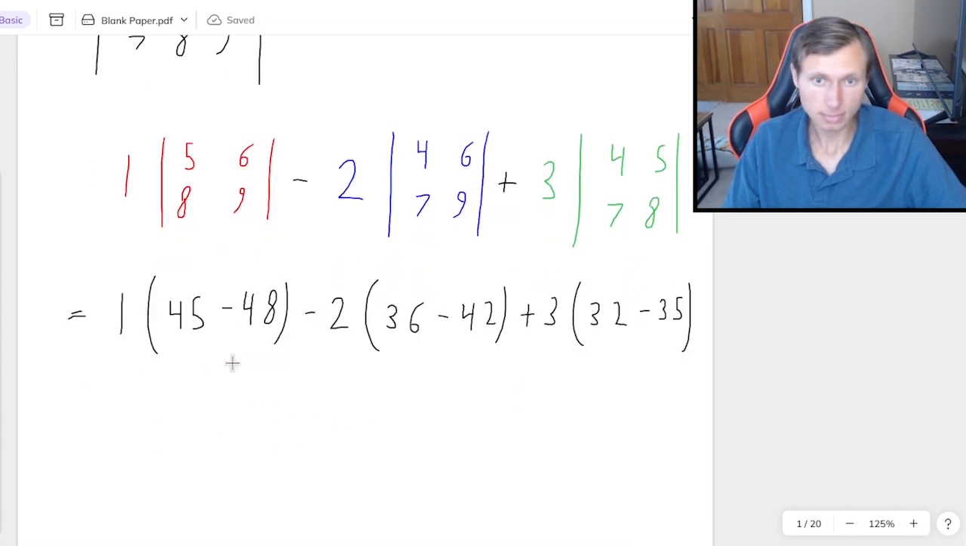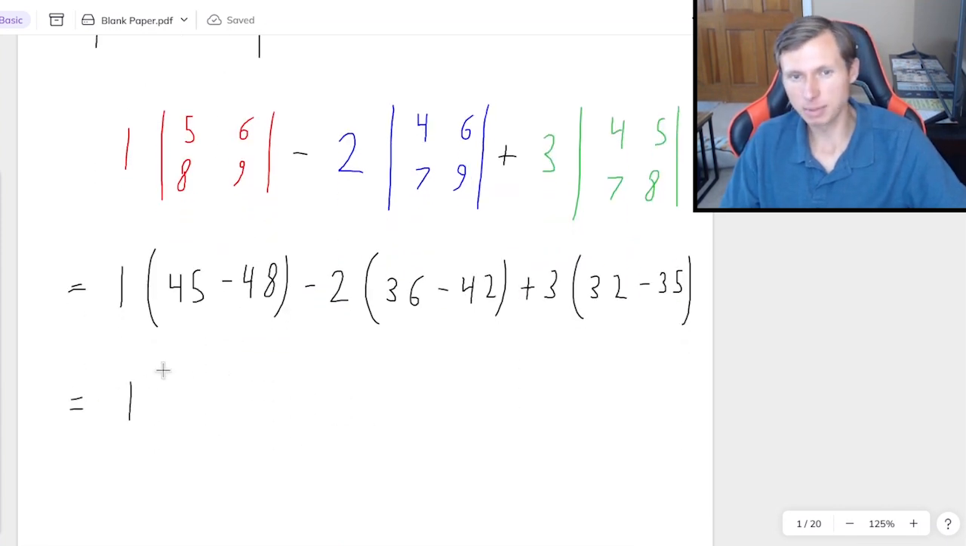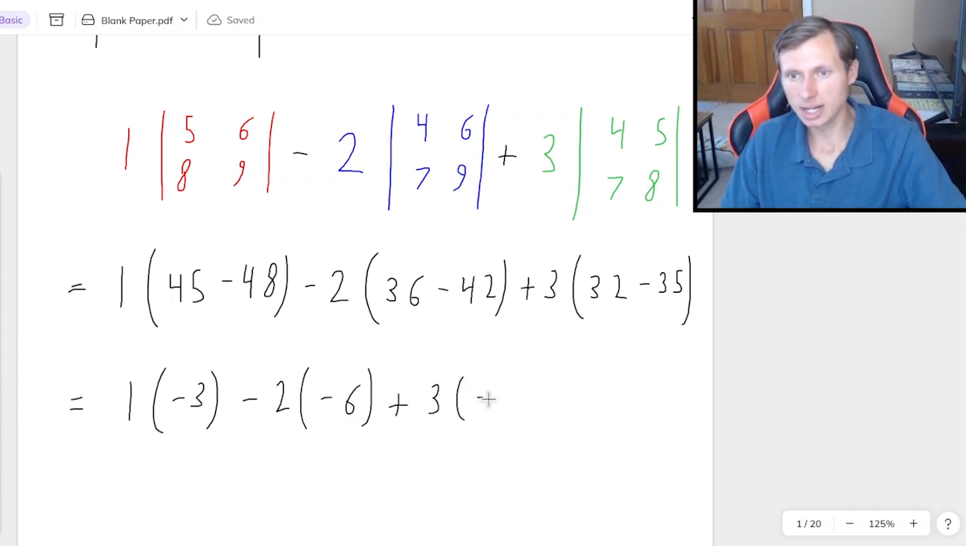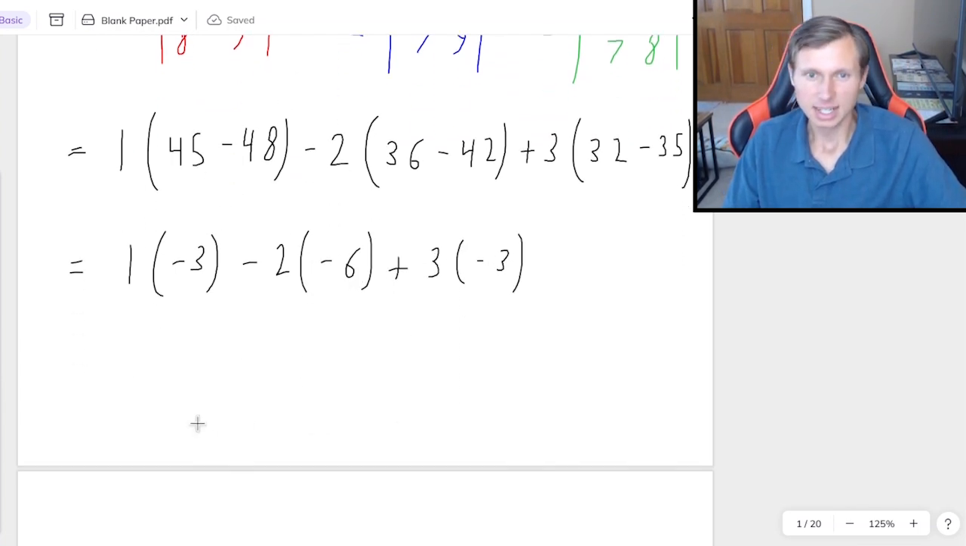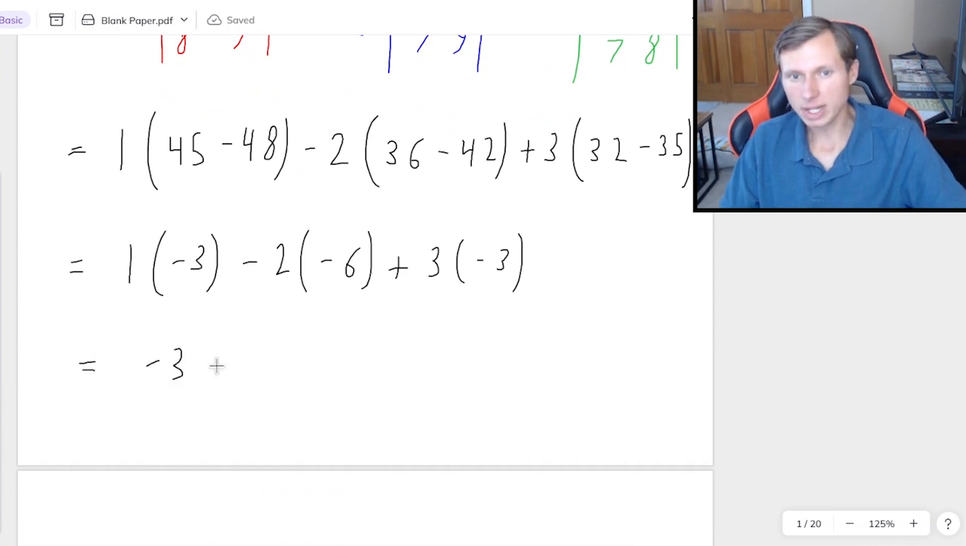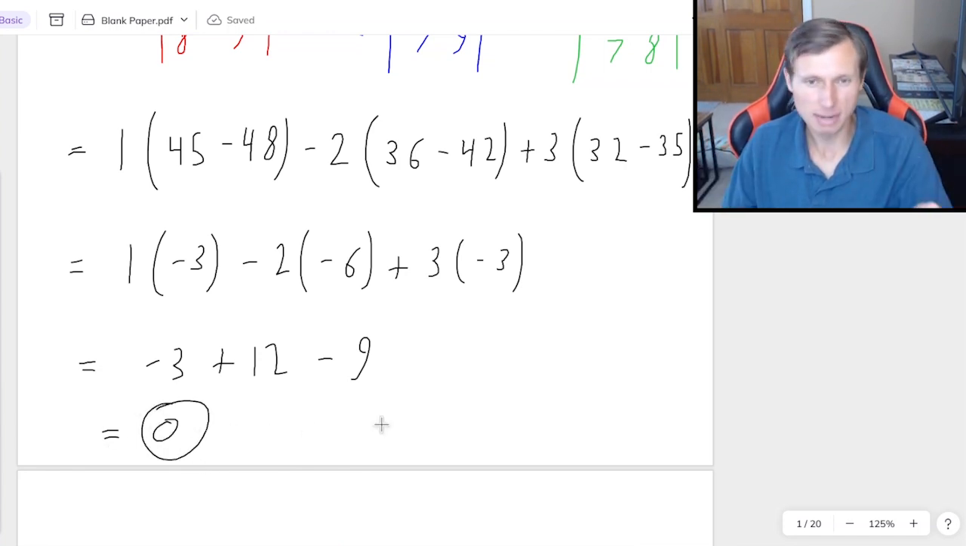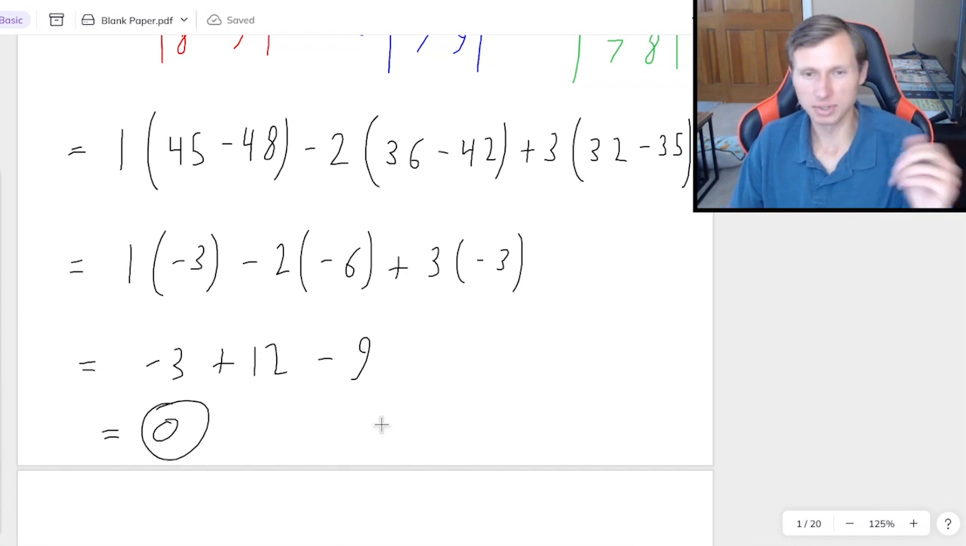So then reducing this, it's going to be 1 times negative 3, minus 2 times negative 6, plus 3 times negative 3. That simplifies to negative 3 plus 12 minus 9. And so it just so happens this equals 0. This is very much a coincidence. This almost never happens. But it's a fun example, don't you think?